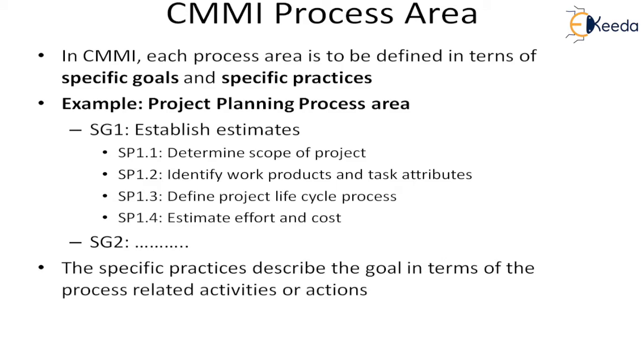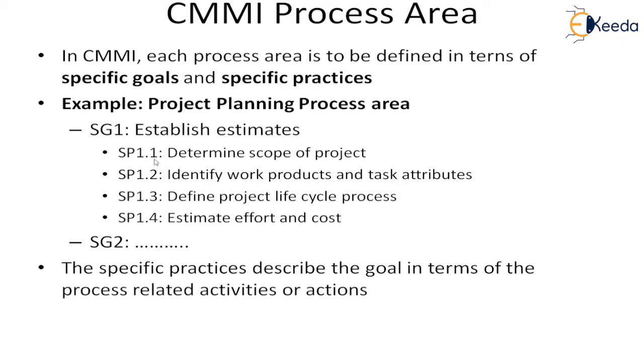Now let's take a little deeper look at the CMMI process areas, with some examples. In CMMI, each process area is defined in terms of specific goals and specific practices. Project planning is a process area, and we can define multiple goals for it. Let's say the first goal is establish estimates. Under this goal, we need practices that can be actioned to achieve it. So we can have these 4 practices.